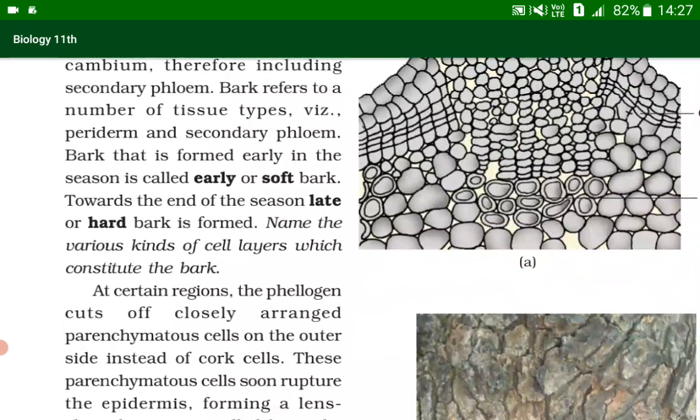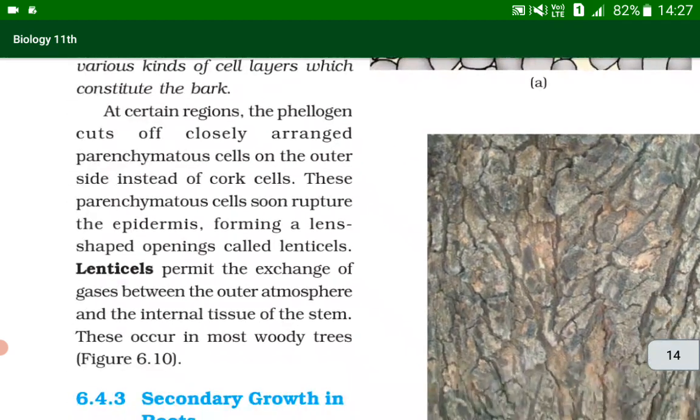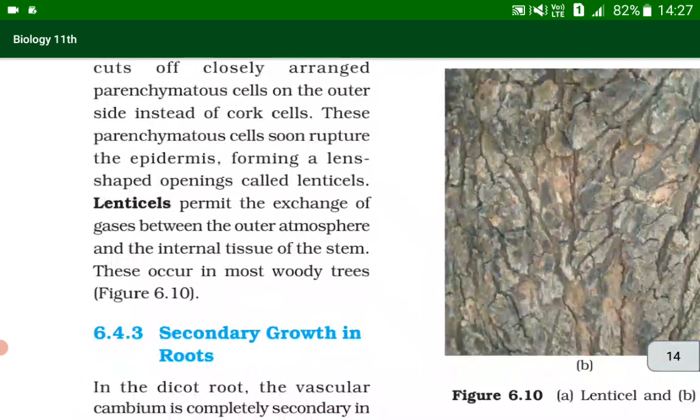Name the various kinds of cell layers which constitute the bark. At certain regions, the phellogen cuts off loosely arranged parenchymatous cells on the outer side instead of cork cells. These parenchymatous cells soon rupture the epidermis, forming lens-shaped openings called lenticels. Lenticels permit the exchange of gases between the outer atmosphere and the internal tissue of the stem. This occurs in most woody trees.